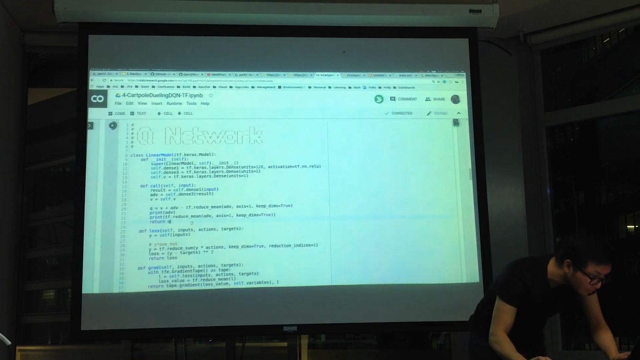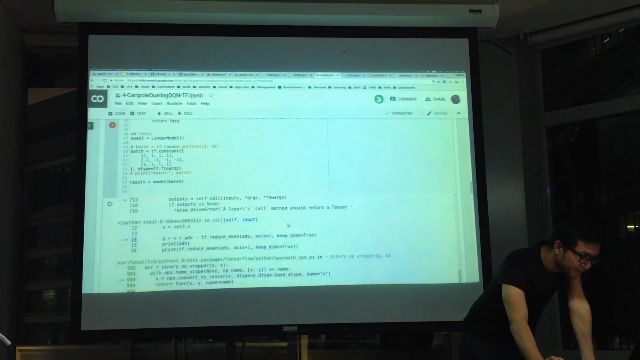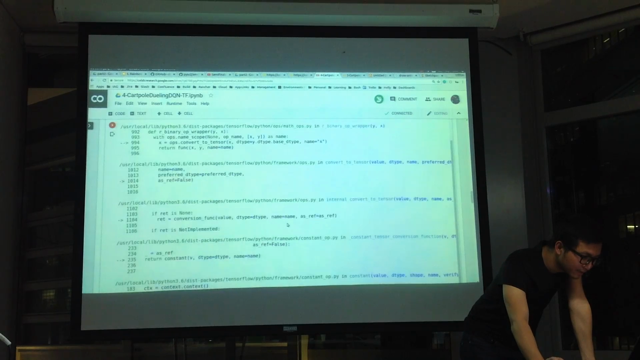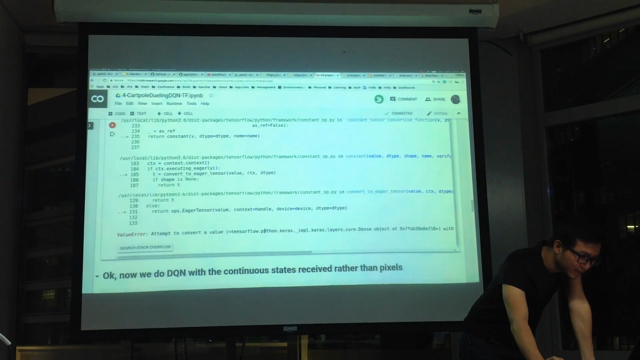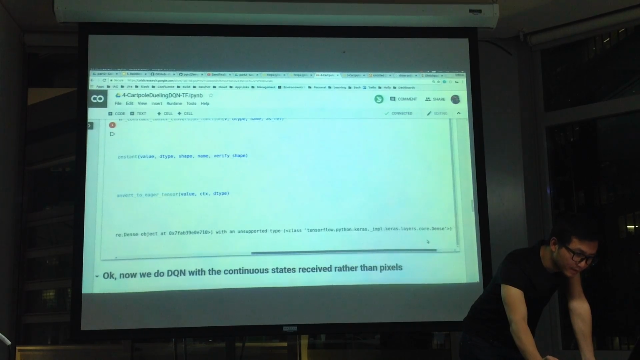So I've got a problem here. What's the error? Unsupported type.